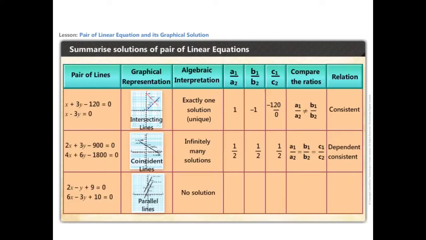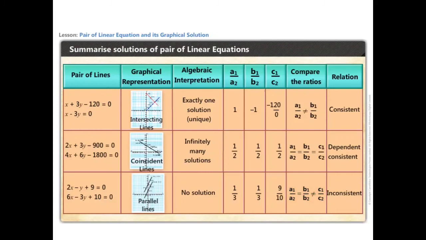We observe that a1 by a2 is equal to b1 by b2, which is equal to c1 by c2, in the case of a pair of linear equations which has infinitely many solutions or is a dependent consistent pair of equations. In the third set, a pair of linear equations which has no solution or is an inconsistent pair of equations, we observe that a1 by a2 is equal to b1 by b2, which is not equal to c1 by c2.